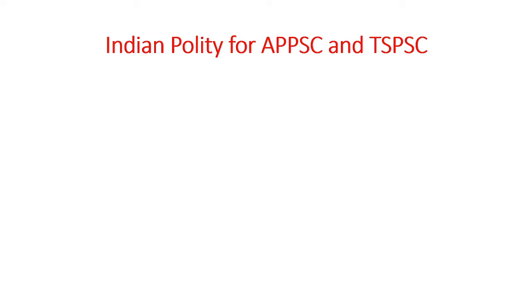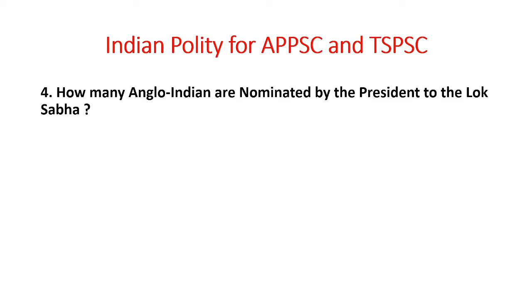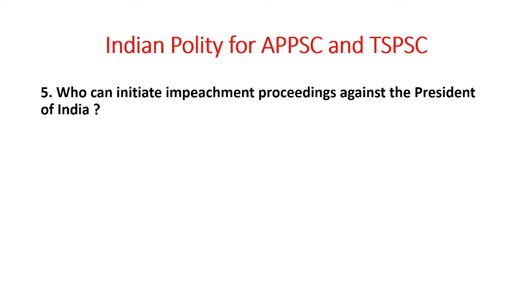So the combination of these three we call it as government. Okay. Next. How many Anglo-Indians are nominated by the president to the Lok Sabha? And the options are 1, 2, 3, 5. So how many Anglo-Indians are nominated by the president to the Lok Sabha? It is 2.